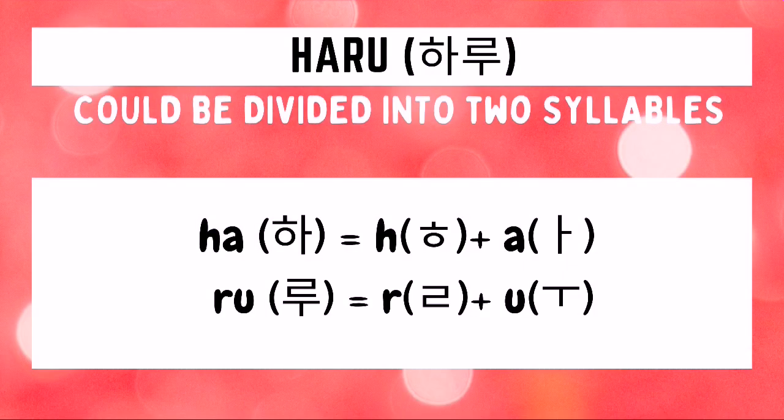How do we write haru in Hangul? Let's start with the first syllable. To be able to write the syllable ha in Hangul, we need to draw first a hi character, followed by an a character. For the second syllable ru, we need to draw first a real character, followed by an u character. And then, we just have to combine the Hangul for each of these syllables to form the Hangul of the word haru.